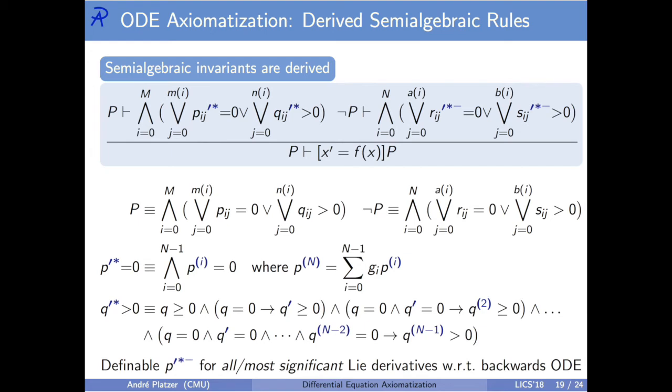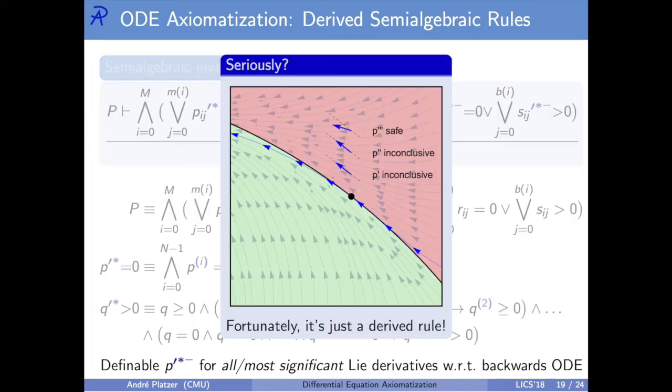I don't know how you feel about this proof rule. I feel about it in very horrible ways, because if somebody would tell me, this is what you need to believe right now for proofs about differential equations, I would say, no way, are you kidding? I don't want to believe that.